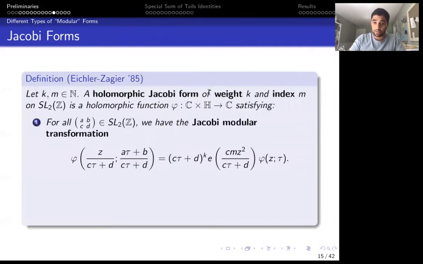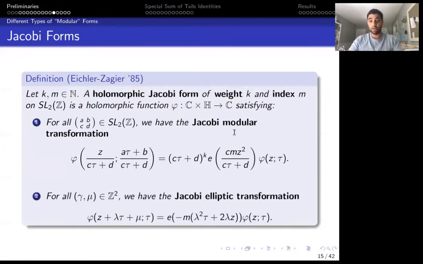And in the variable that's on H, there's a modular transformation. Now notice how much this resembles the definition of modular form we saw earlier. And this is primarily acting on the second variable. So as a result, the second variable is often called the modular variable. And on the first variable, it has this elliptic transformation property. So again, as a result, this is usually called the elliptic variable.